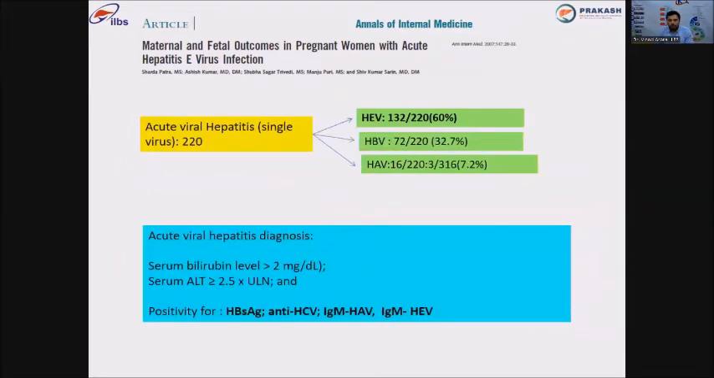Of the 220 patients who presented with acute viral hepatitis, the three common viruses responsible were hepatitis A, E, and hepatitis B, of which hepatitis E was the commonest, accounting for 60% of the cases, followed by hepatitis B, which accounted for 1/3 of the cases, and 7% were because of hepatitis A. Viral hepatitis was diagnosed when the serum bilirubin was more than 2 mg per deciliter and ALT value more than 2.5 times the upper limit of normal. The serological markers commonly done were hepatitis B, C, hepatitis A IgM, and IgM hepatitis E.